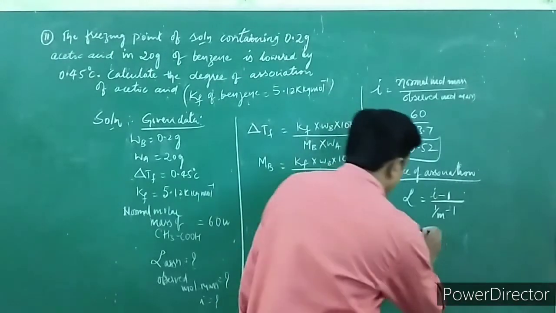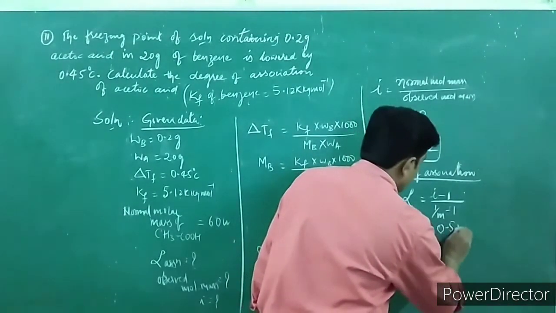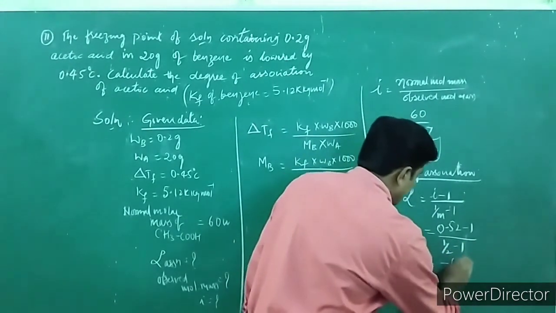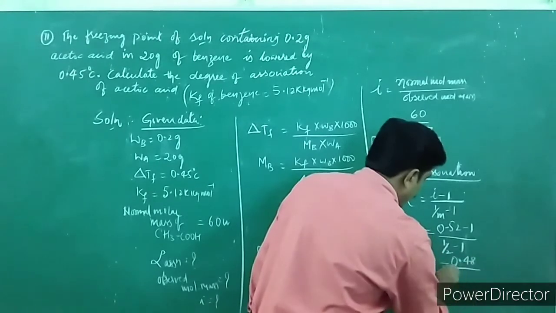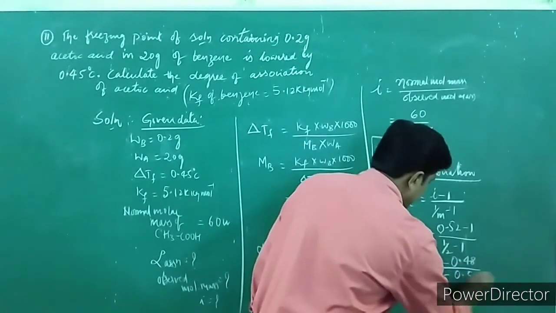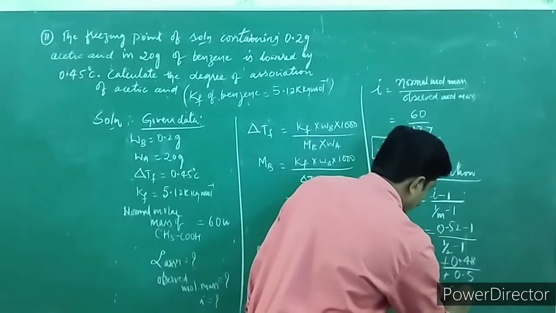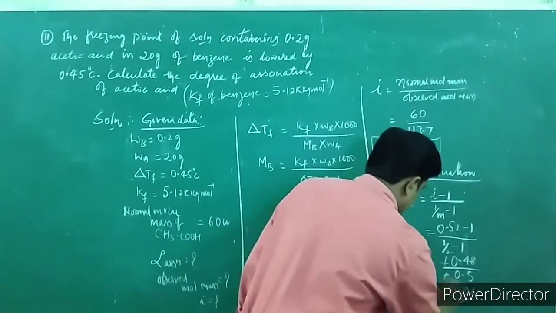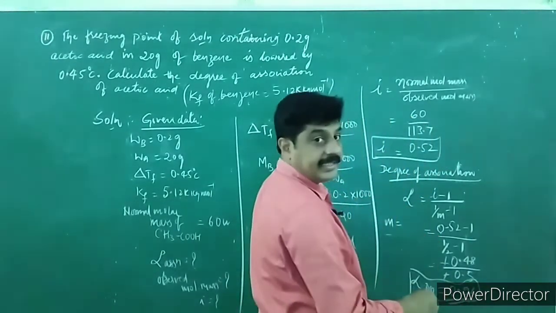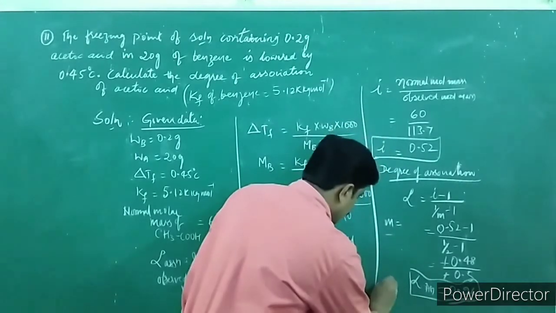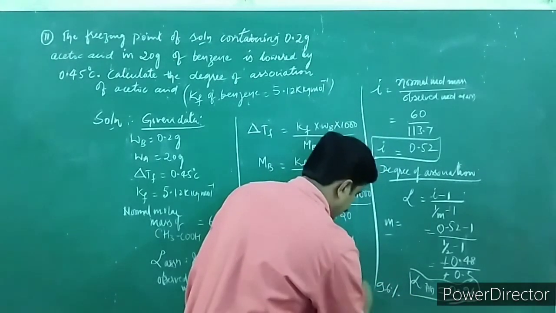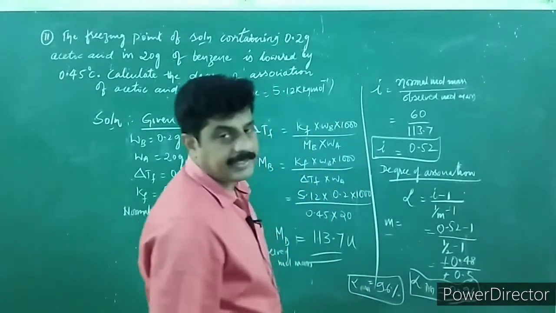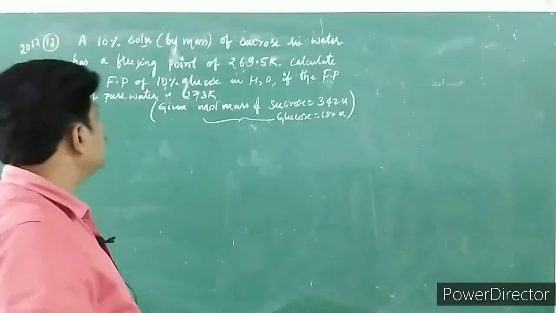So let me put the value here. alpha is equal to 0.52 minus 1 upon 1 by 2 minus 1. Now if you simplify that, minus 0.48 upon minus 0.5. So if you simplify that, you are going to get 0.96. This is alpha association. Now if I want to put that in terms of a percentage, that will be 96%. So alpha association in percent is equal to 96%. Let me go for the next numerical.